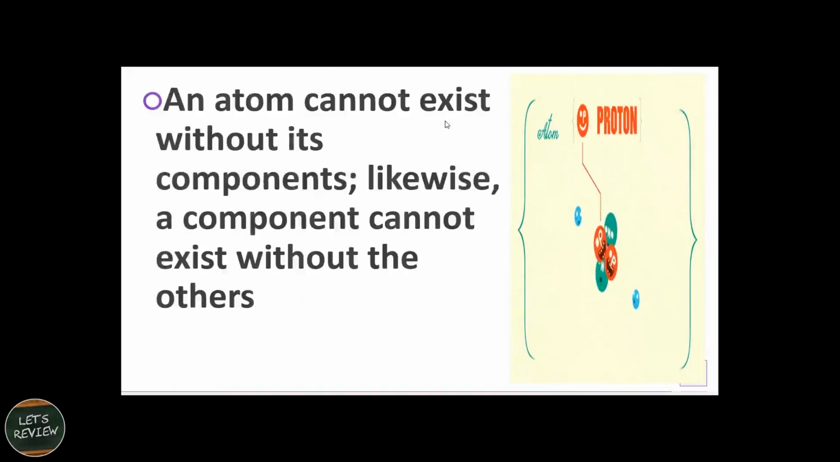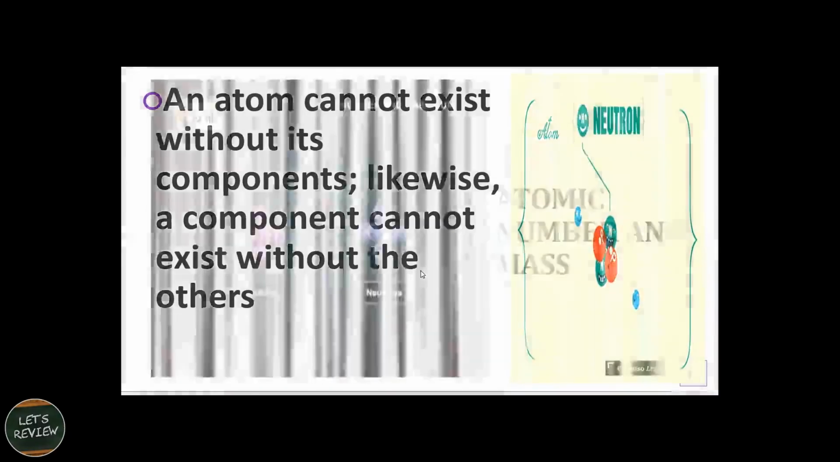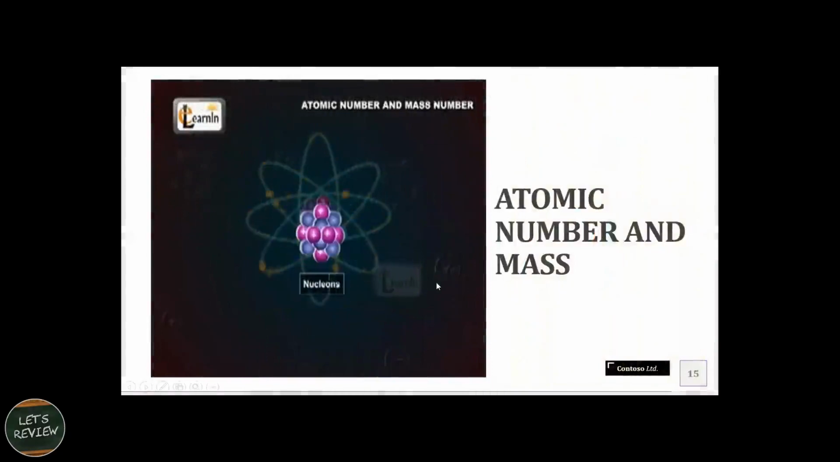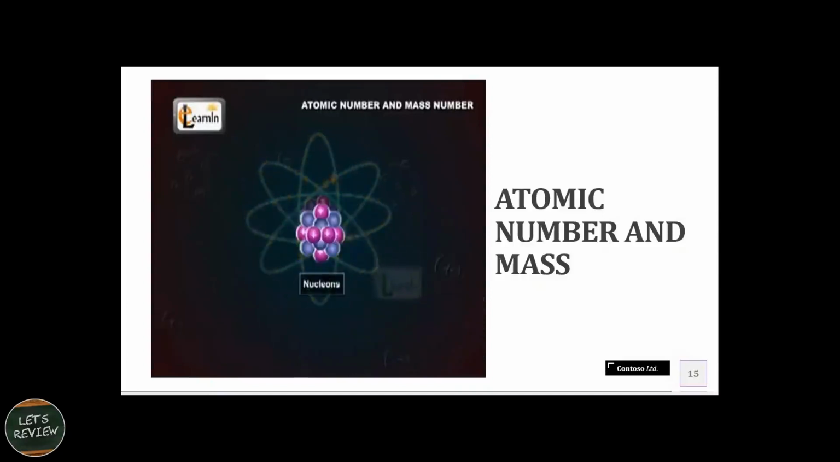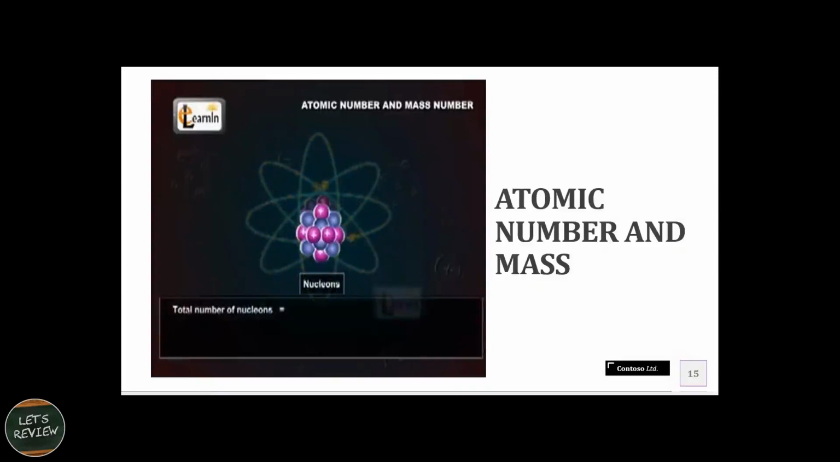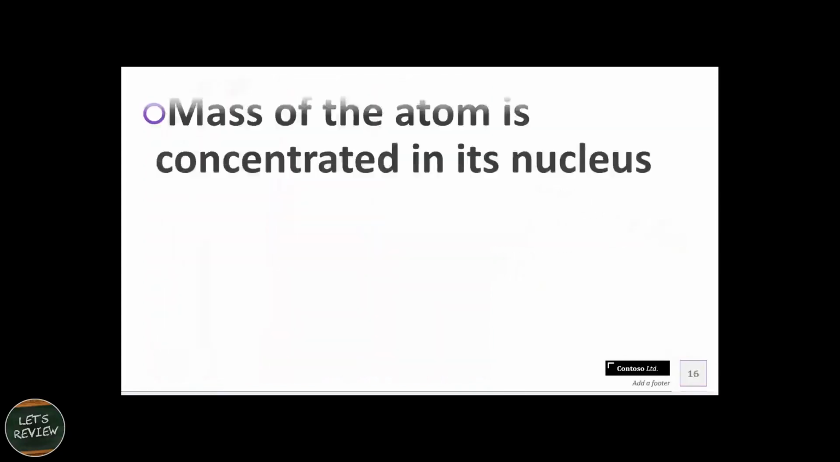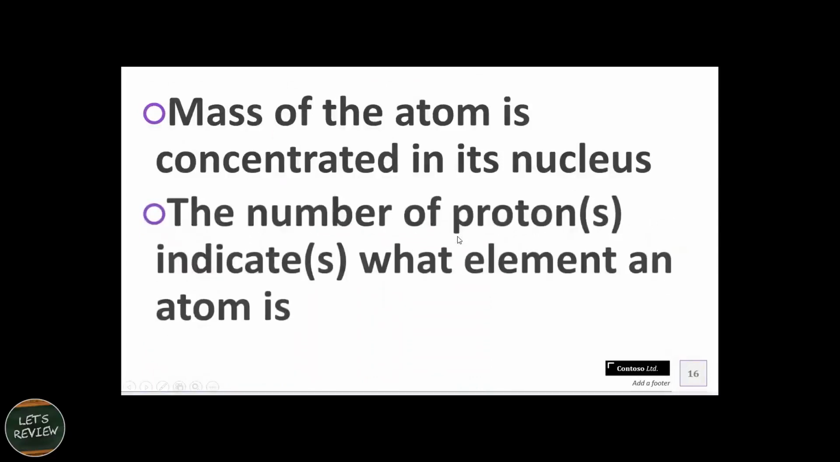An atom cannot exist without its components. Likewise, a component cannot exist without the others. They are equally important. So, after knowing the different subparticles of the atom, this time we're going to determine the atomic number and mass of the atom. The mass of the atom is concentrated in its nucleus. Remember what I told you, the number of protons indicates what element an atom is.